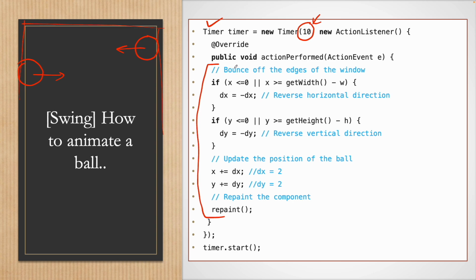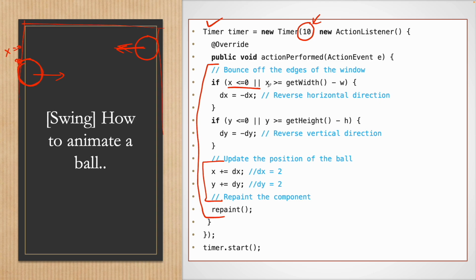So dx is initially 2, but if the ball reaches the right edge, dx will become negative dx, which means negative 2. So the ball is going to be added a negative number, which means the ball will eventually move to the left. Okay, so the updation will happen at the bottom over here. If you take a look at the condition here, what it says is that when x, which is the x location of the ball, is less than or equal to 0, that indicates the ball is on the left edge, that's when the x value of the ball is equal to 0.